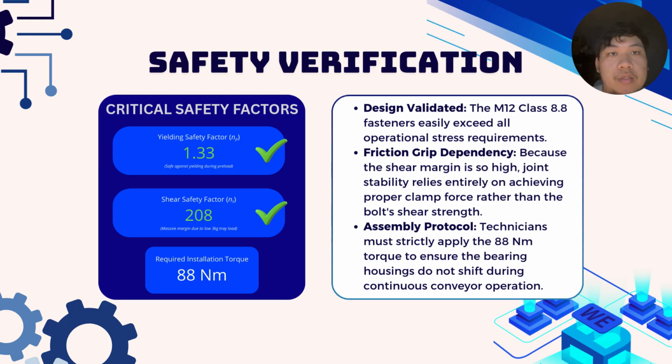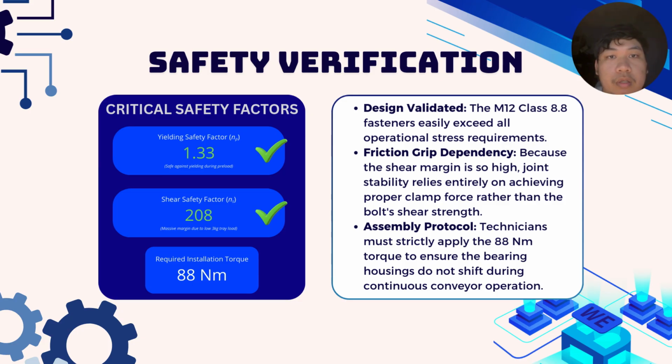Finally, we verified the safety of this joint against yielding and shear failure. Under maximum preload condition, our yielding safety factor sits at a very comfortable 1.33, which perfectly aligns with standard machine design practices. When looking at shear, our safety factor is a massive 208. To give context to that number, the actual shear stress acting on the bolt cross-section is only 1.83 megapascal, while the material shear yield strength is over 380 megapascal.